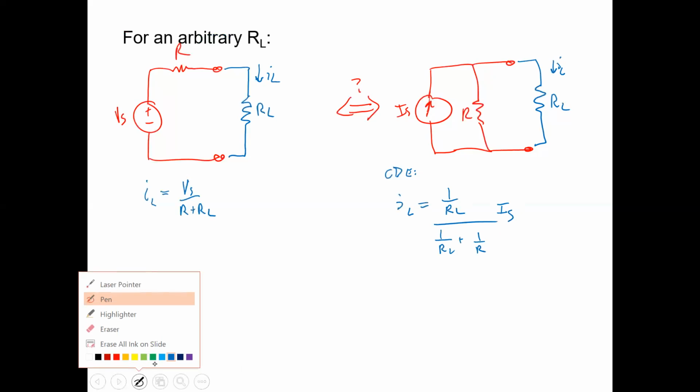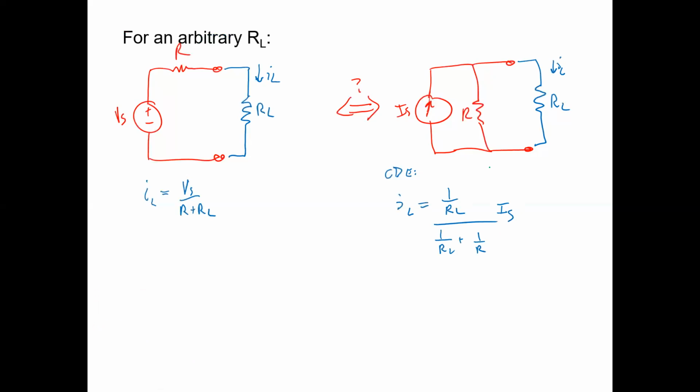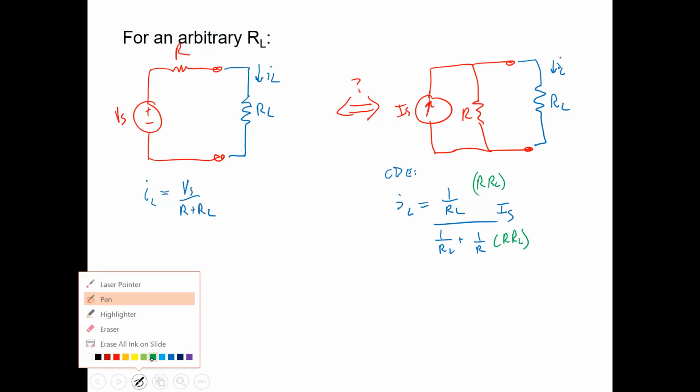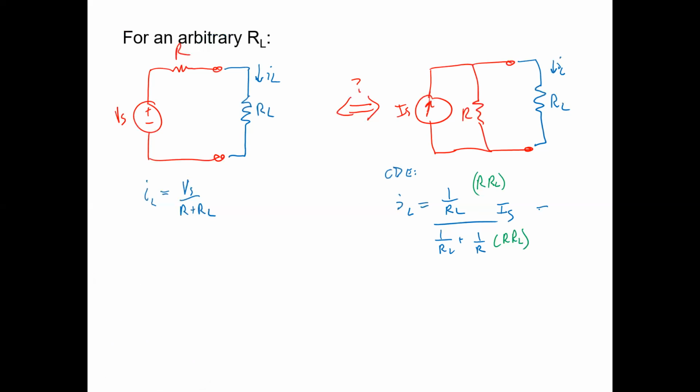Now we can do a little bit of manipulation if we multiply top and bottom by R times RL and clean things up a bit. You're going to get R over R plus RL times IS.